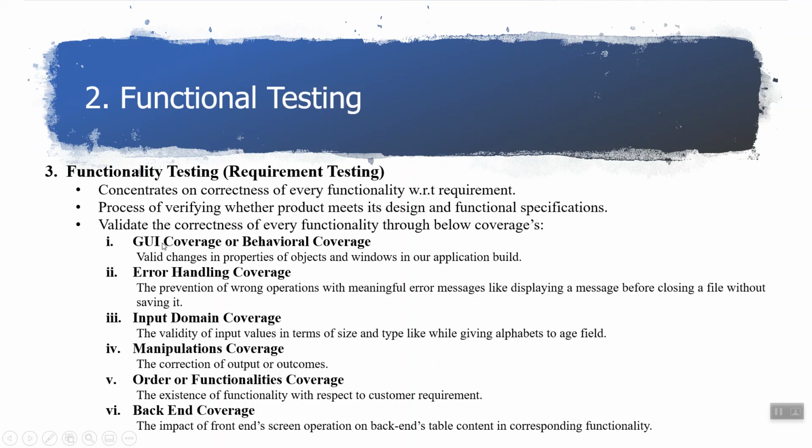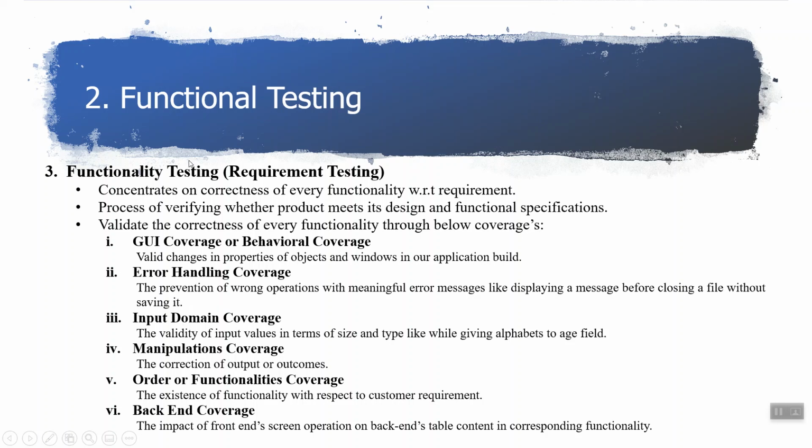The first one is GUI coverage, which is graphical user interface coverage or behavioral coverage. Here we check the valid changes in properties of objects and windows in our application build. The second one is error handling coverage. In error handling coverage, we check the prevention of wrong operations with meaningful error messages, like displaying a message before closing a file without saving it. So we handle the different types of error here.